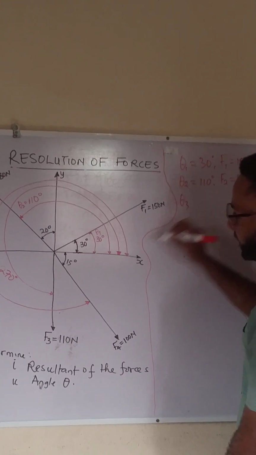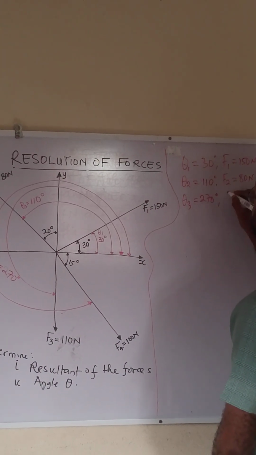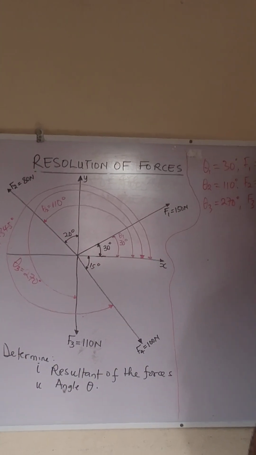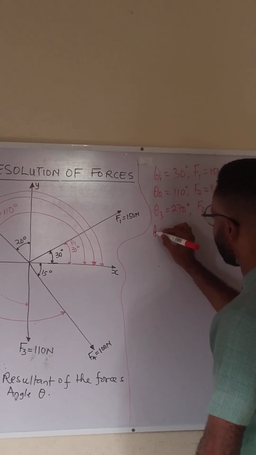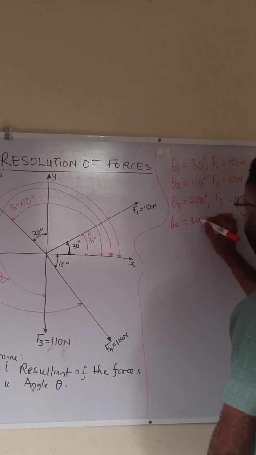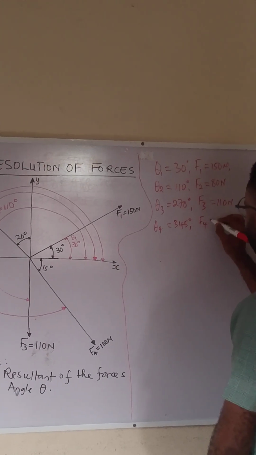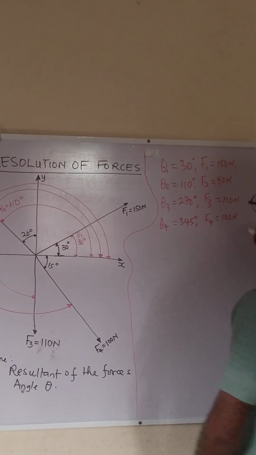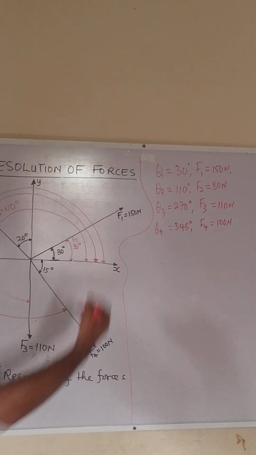So our theta 3 is 270 degrees, and our F3 is 110 Newton. And then our theta 4 is 345 degrees, and F4 is 100 Newton. So we've been able to take out the values of theta. Remember how we determine this theta.